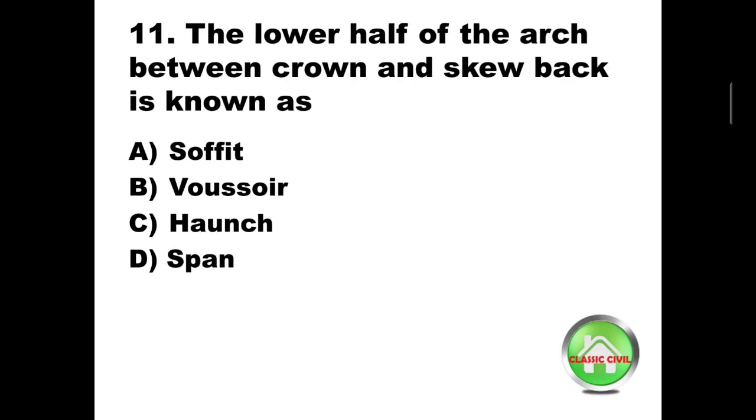Question number 11. The lower half of the arch between crown and skewback is known as option A, soffit, option B, voussoir, option C, haunch, option D, span. The lower half of the arch between crown and skewback is known as answer is option C, haunch.